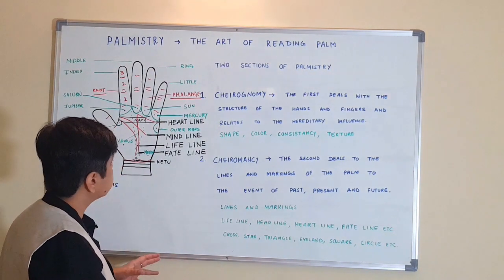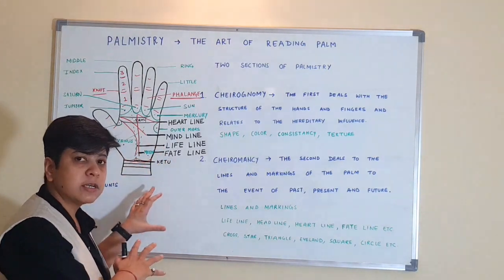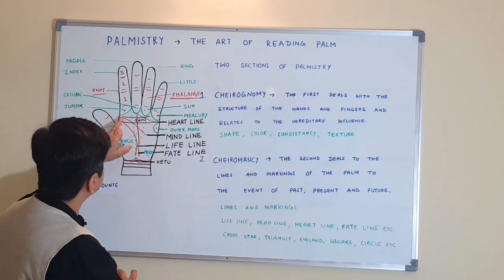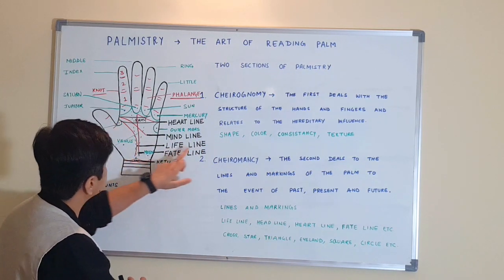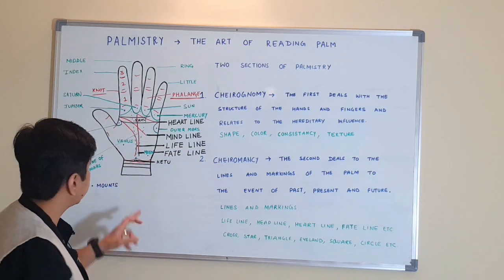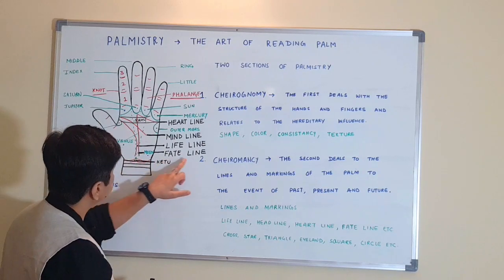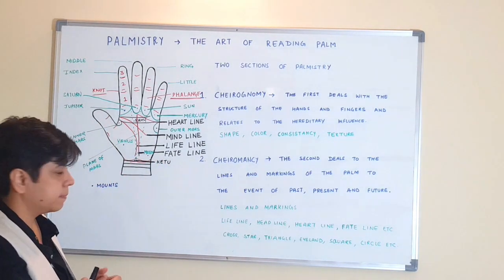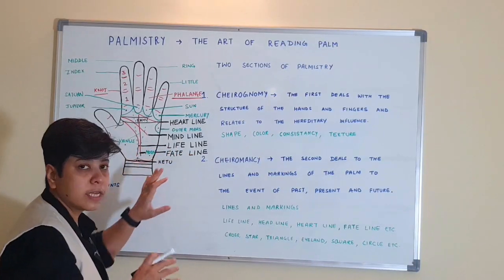First we will understand the major lines on the palm. This one is the heart line, this one is the mind line, this curvy one is the lifeline, and this straight one, it can differ from hand to hand, is called the fate line, which is a very important line on the palm. First we will discuss the lifeline.